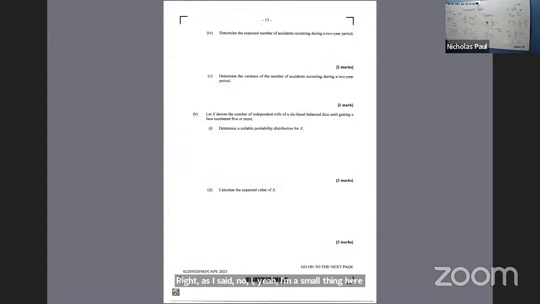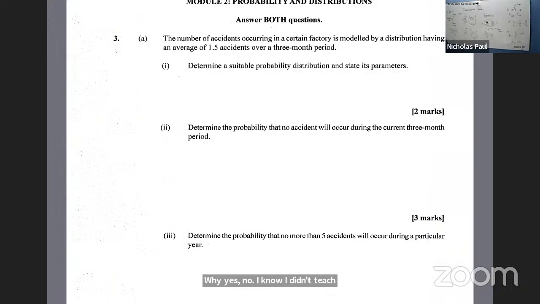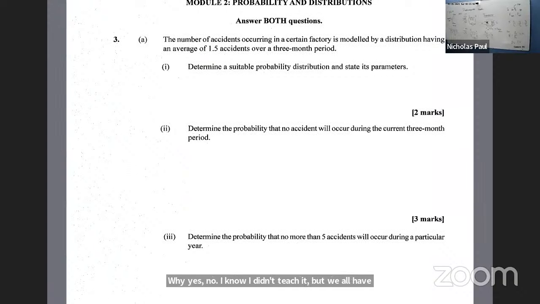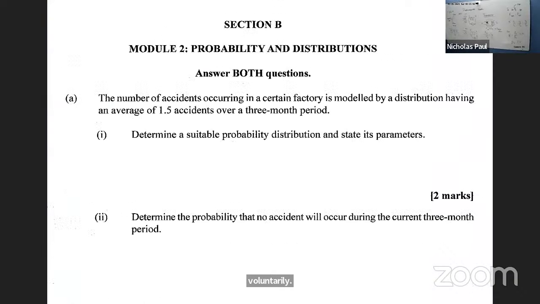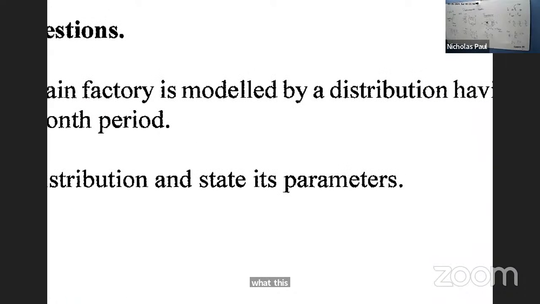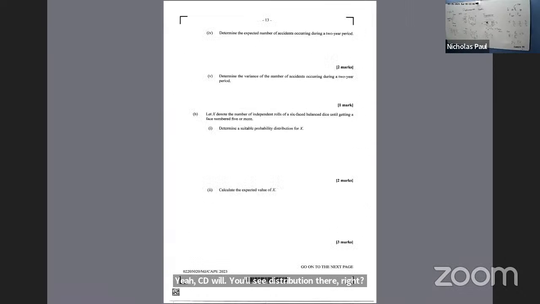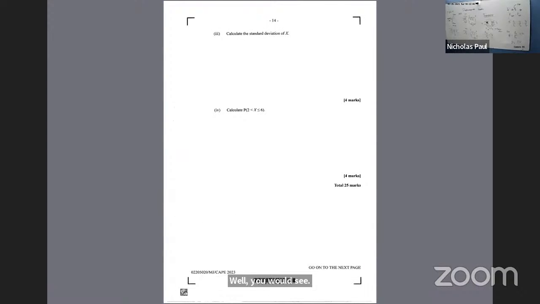Right, as I said, every year probability, yeah, that's number 3 or number 4. I just know I didn't teach it, but you would have done it already. I just know if you use it, like the probability, and I'll just show you what distributions. You see the word distribution there, right? Or you would see conditions or parameters that you need distributions for, right?